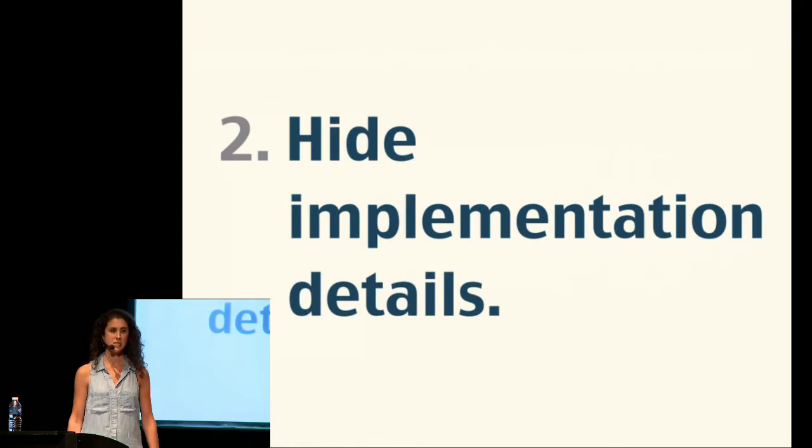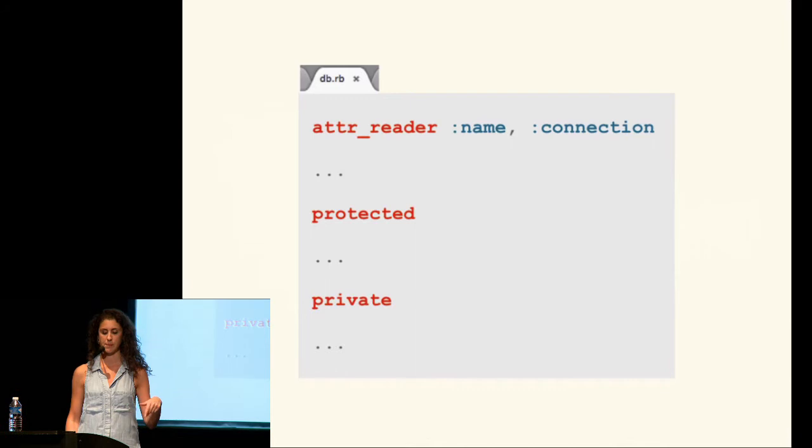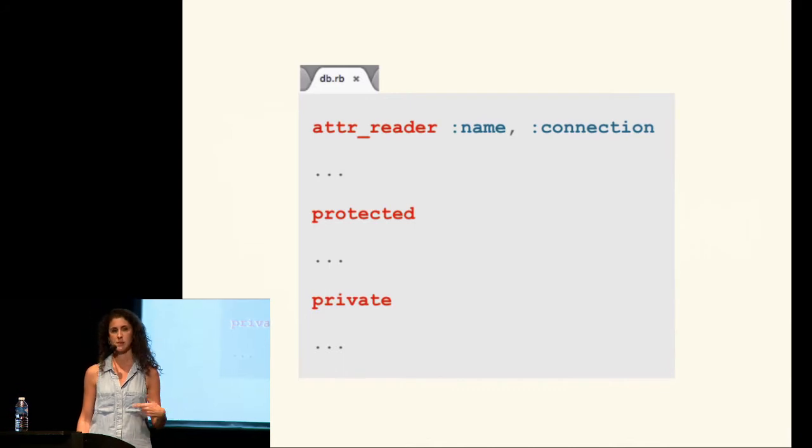Hide implementation details. This goes along with not exposing too much of your knowledge, not exposing too much of the underlying API, making sure that you only keep the API that's available to your users as lean and useful as possible. So that's using protected, private, only exposing attributes that you need to expose.